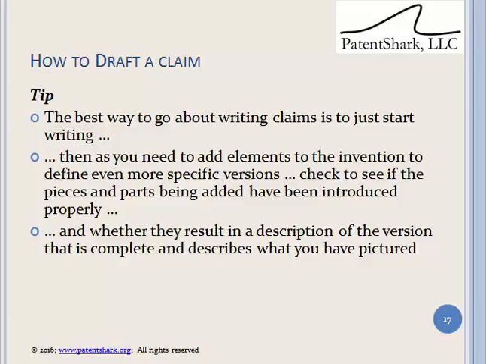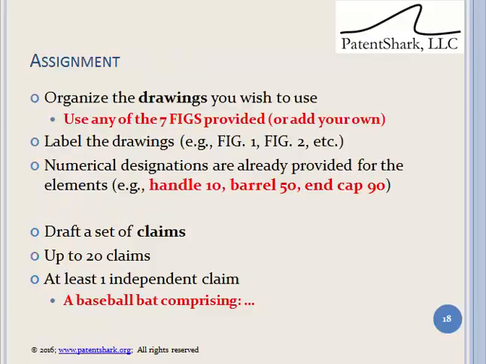Now, let's briefly talk about your very first assignment for the application. Organize the drawings you wish to use. Label the drawings. Now, numerical designations are already provided for you, so this is pretty convenient. Now, draft a set of claims. You can draft, say, up to 3 independent claims, and you can draft up to a total of 20 claims. Now, at least one claim should be an independent claim. For example, a baseball bat comprising all the elements.